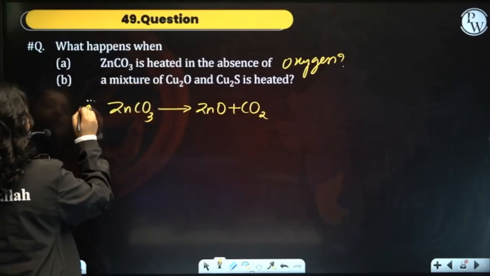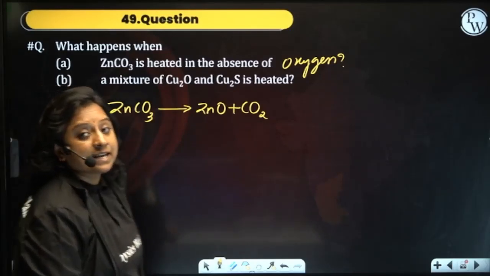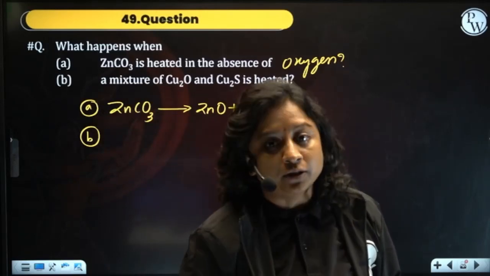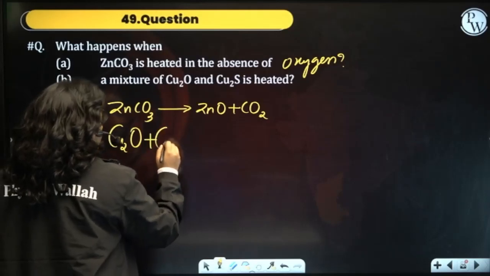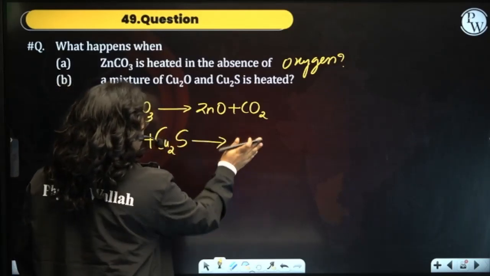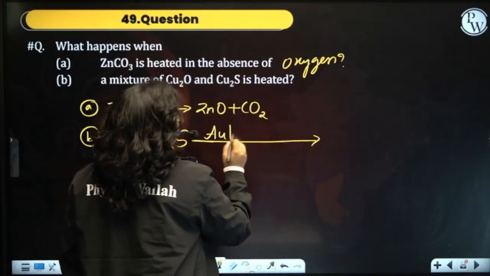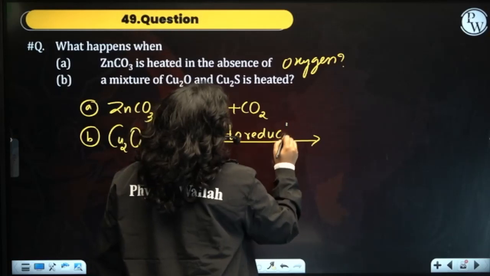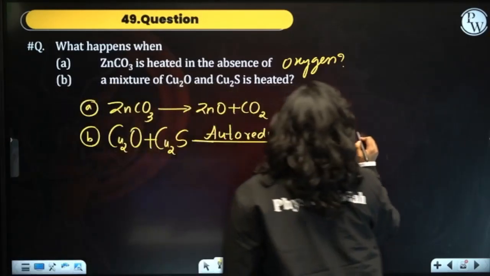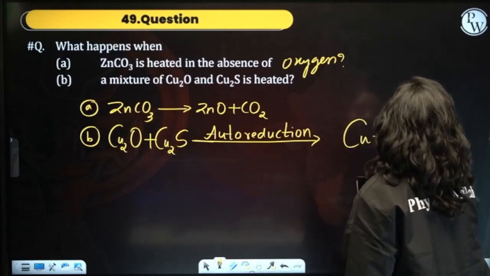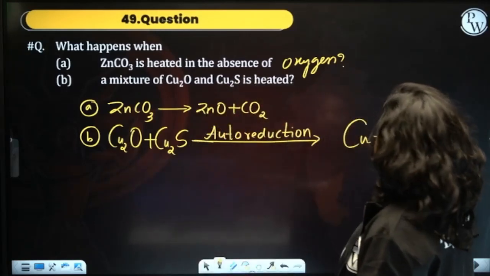So we get A. A mixture of Cu2O and Cu2S is heated. That undergoes self-reduction. Okay? Cu2O plus Cu2S, you call this as what? Auto reduction or self-reduction. You get Cu plus SO2. Balance it. SO2, there are 2 oxygen on the product side.